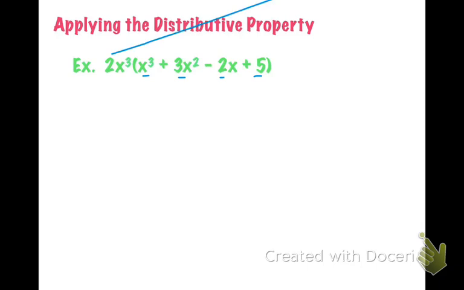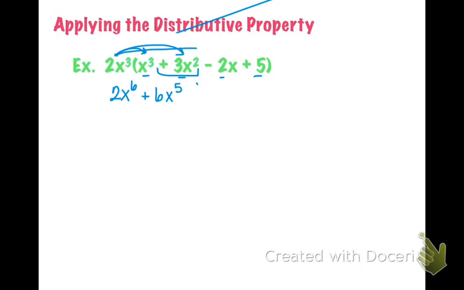When I multiply 2x to the third times 1x to the third, well, 2 times 1 is 2. And then x to the third times x to the third, we add the powers, I get x to the sixth. Then we go on to the next term. This is a positive 3x squared. So 2 times positive 3 is positive 6. X to the third times x to the second is x to the fifth.